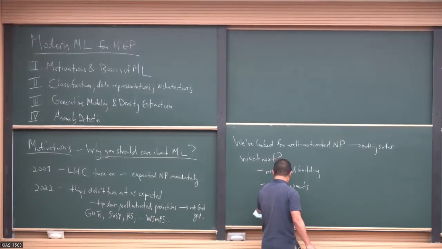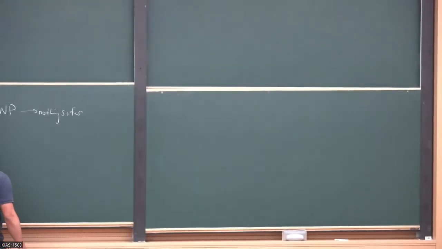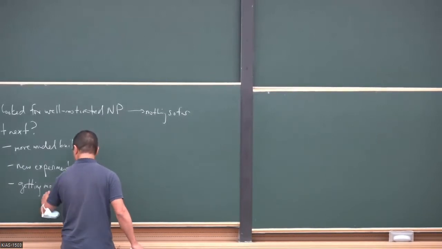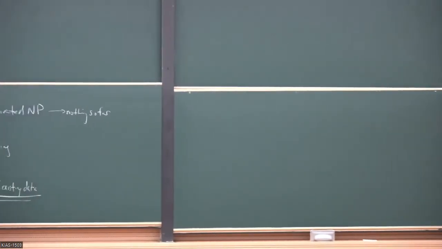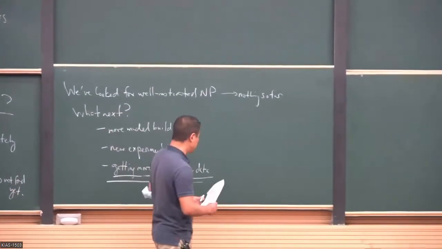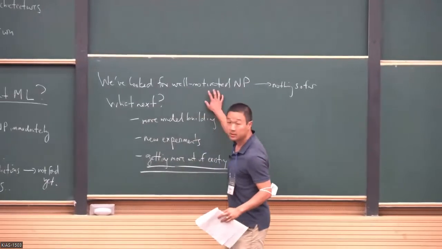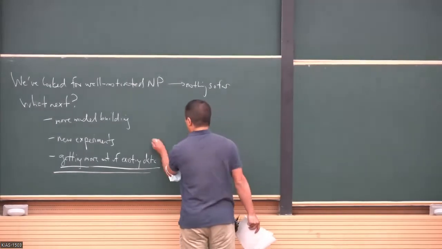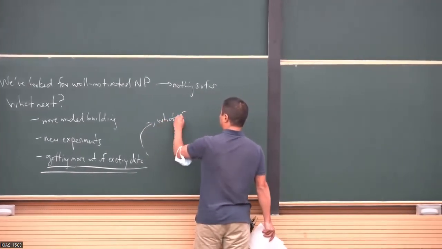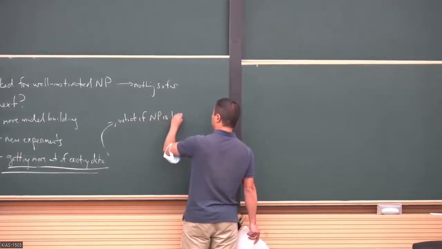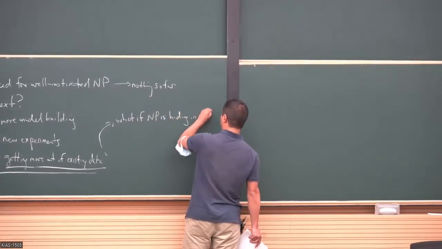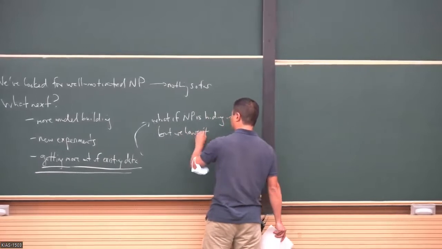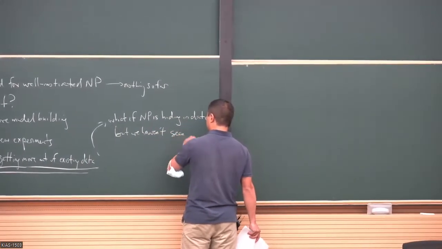So yeah, new experiments. And then the third thing, which is going to be motivating these lectures, is trying to get more out of existing data. Okay, we have these big data sets, like the LHC data set, and we've looked in some particular places for the new physics, and we haven't found it there. But, you know, what if the new physics is hiding in the data, but we haven't looked in the right place?